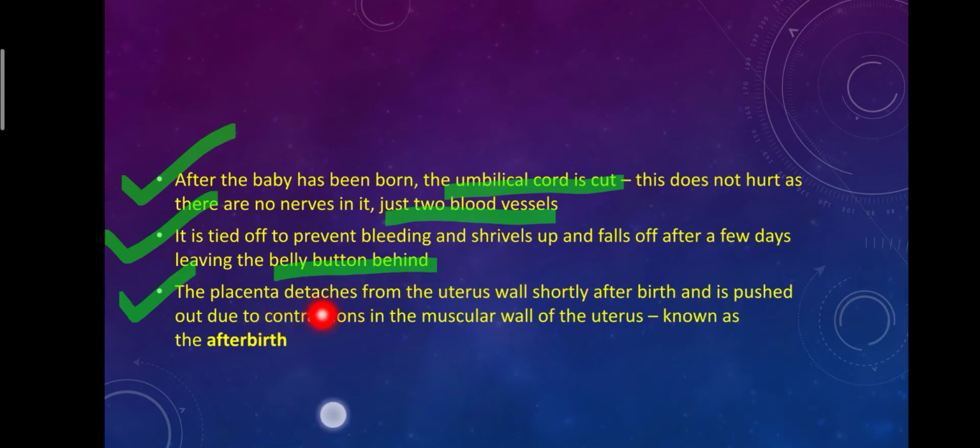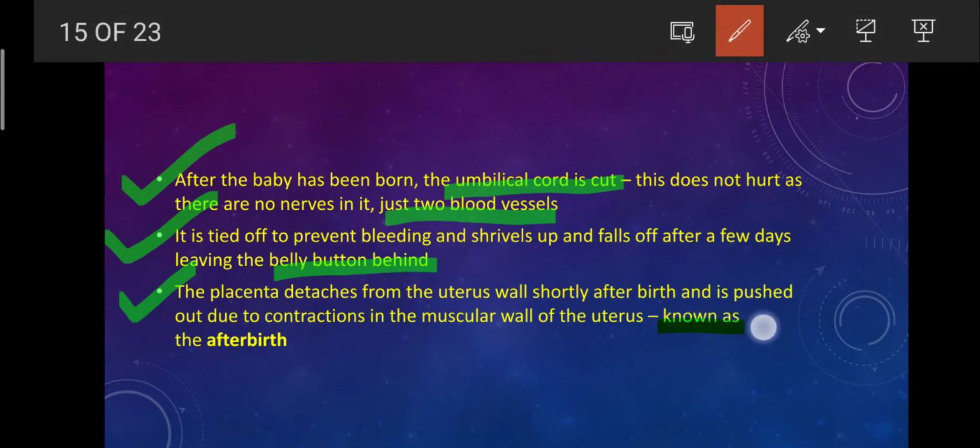The placenta detaches from the uterus wall shortly after the birth and is pushed out due to contractions in the muscular wall of the uterus. So these contractions are also known as the afterbirth. What is the afterbirth? The placenta detaches from the uterus wall shortly after the birth and is pushed out due to contraction in the muscular wall of the uterus, known as the afterbirth.